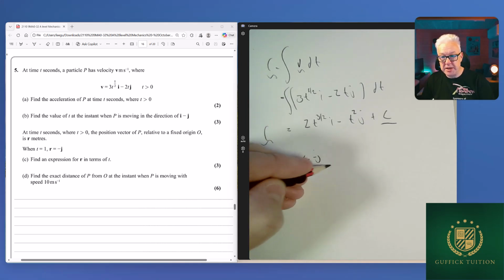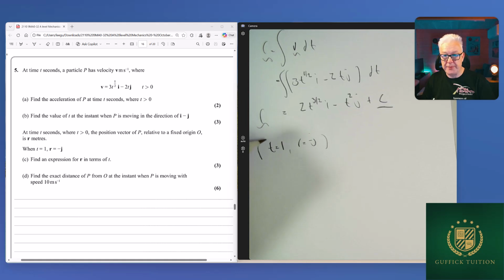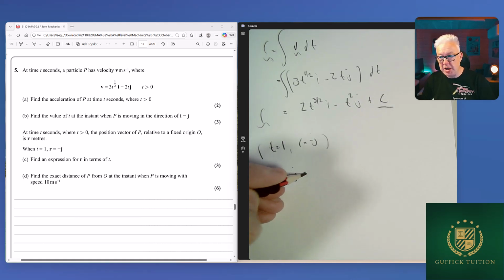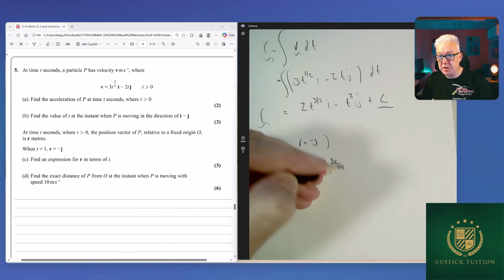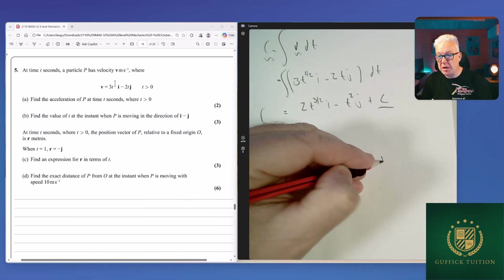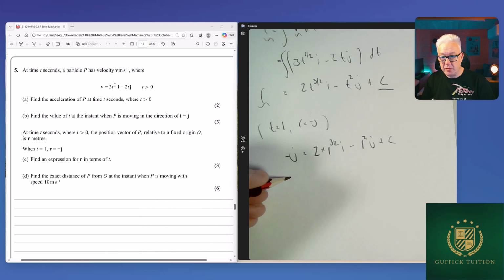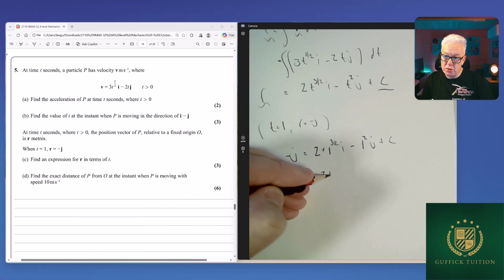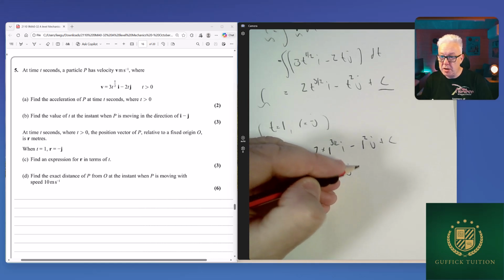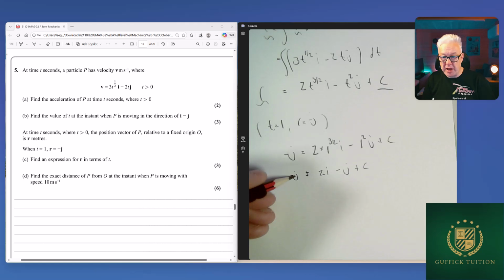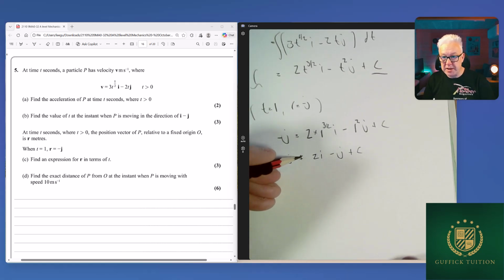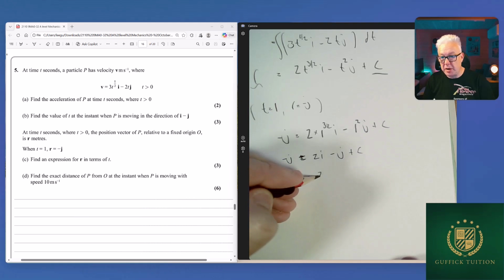We're told that when t is 1, r is equal to minus j. So we can say that minus j is equal to 2 times 1 to the power of 3 over 2 i minus 1 squared j plus c, which gives us minus j is equal to 2i minus j plus c. Basically, we add j to both sides, and we end up with c equal to minus 2i.